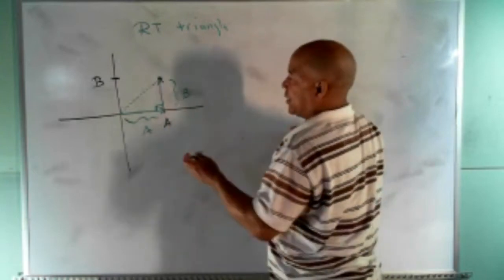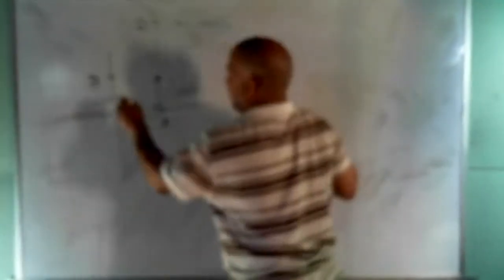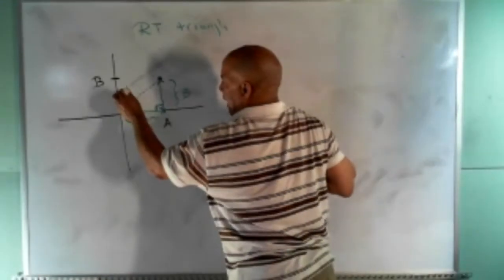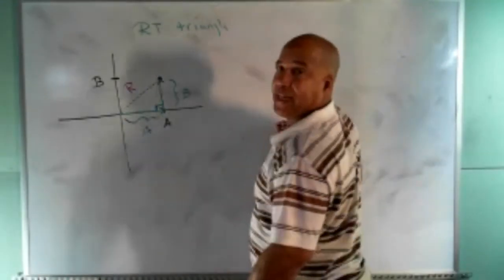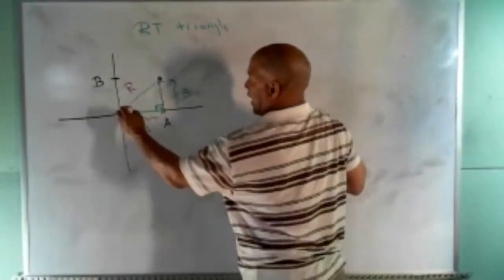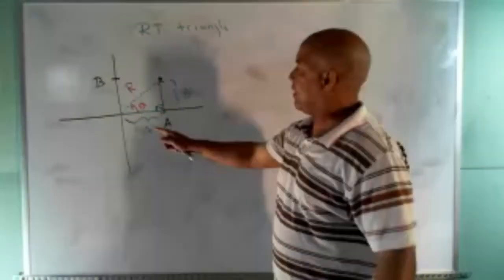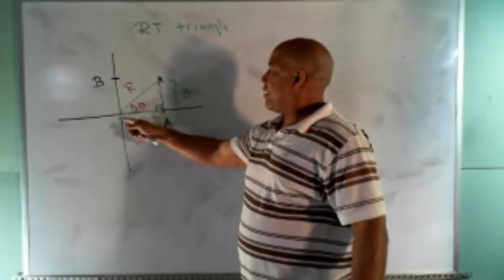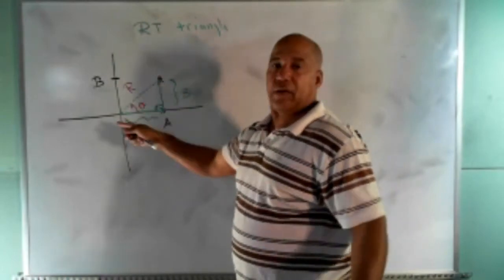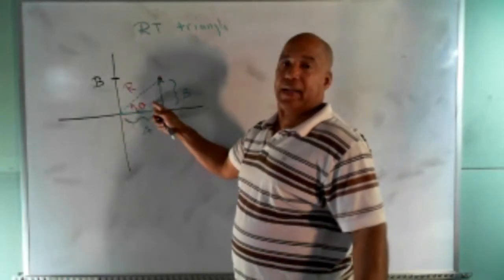But what I don't know is, I put that in red, this hypotenuse right there. That would be my radius vector, wouldn't it? And I don't know this angle right there. That's my phase angle. So given this and this, how could I get the radius vector of the hypotenuse and that angle right there?